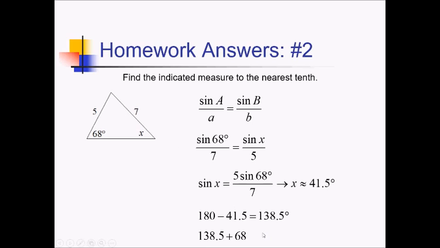I'm not sure exactly what it adds up to, but even if you just did 138 plus 60, that's going to be more than 180. Because of that, we know these angles can't coexist peacefully, and we have to actually cross off 138.5. It can't work. So the only answer is just 41.5.